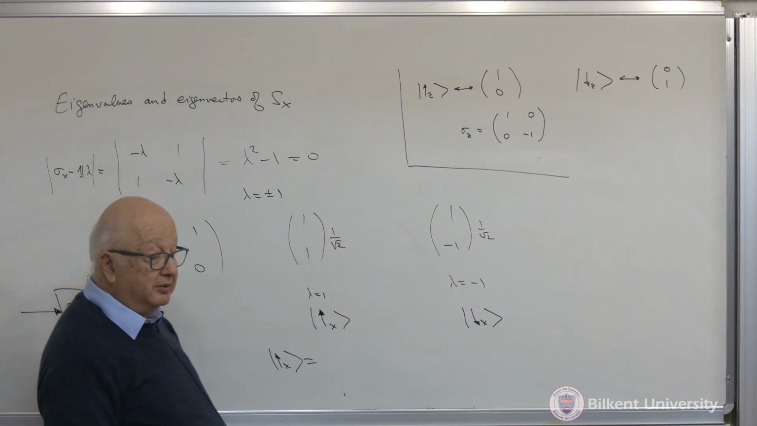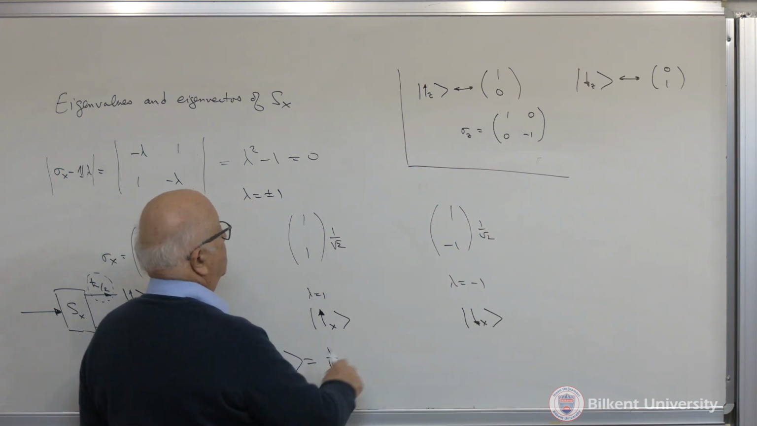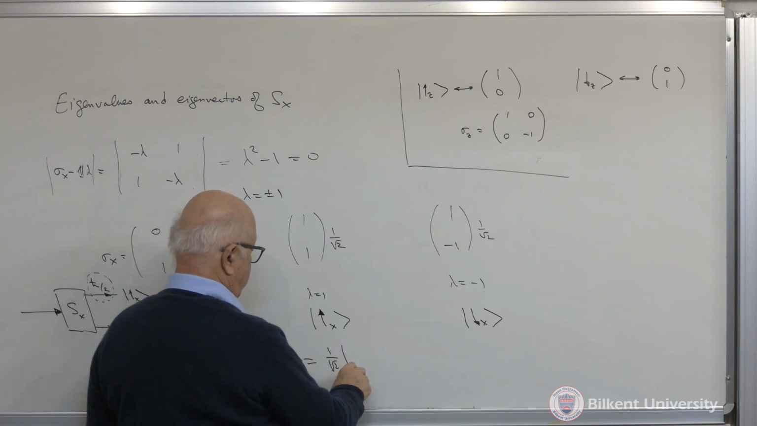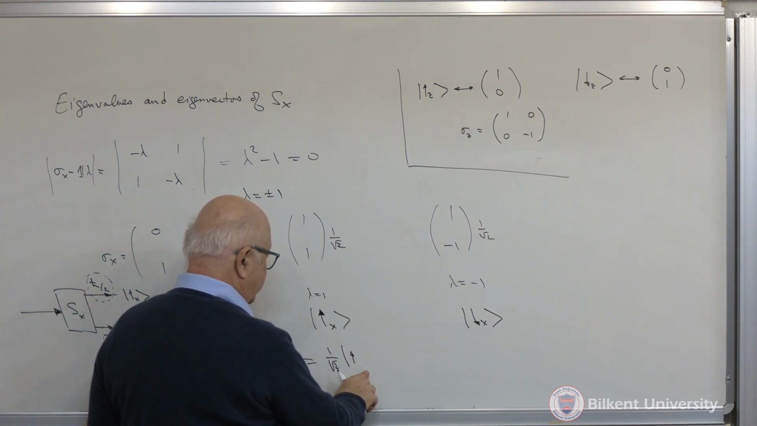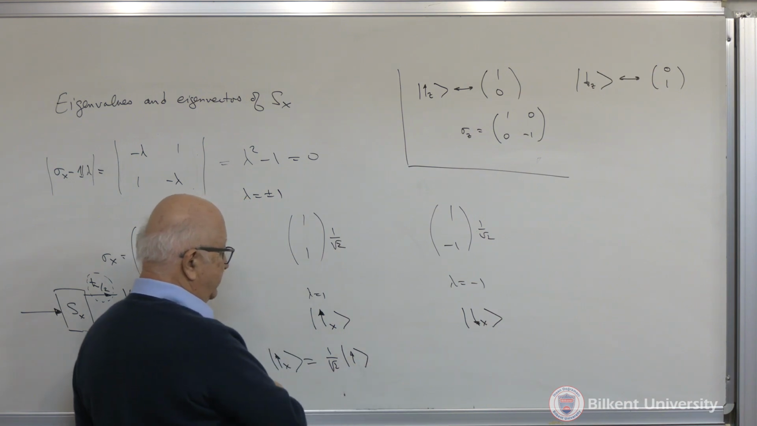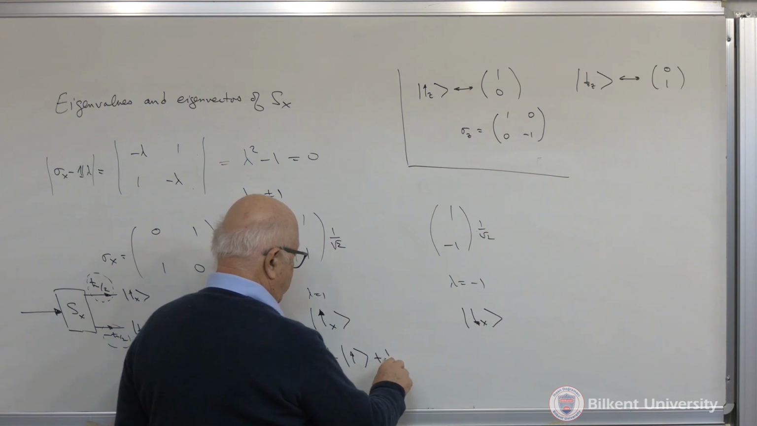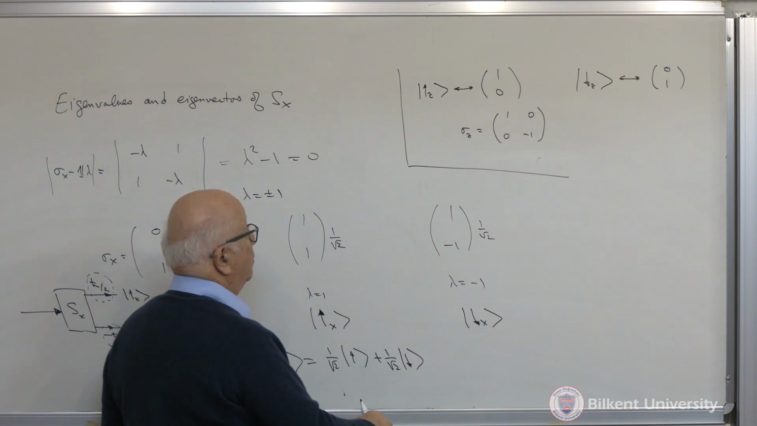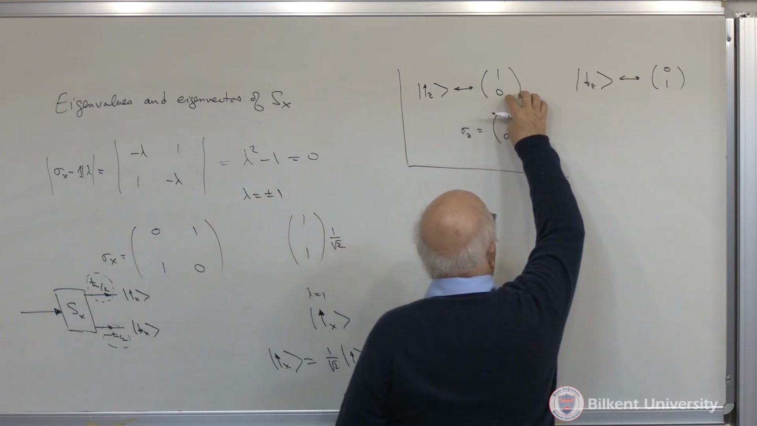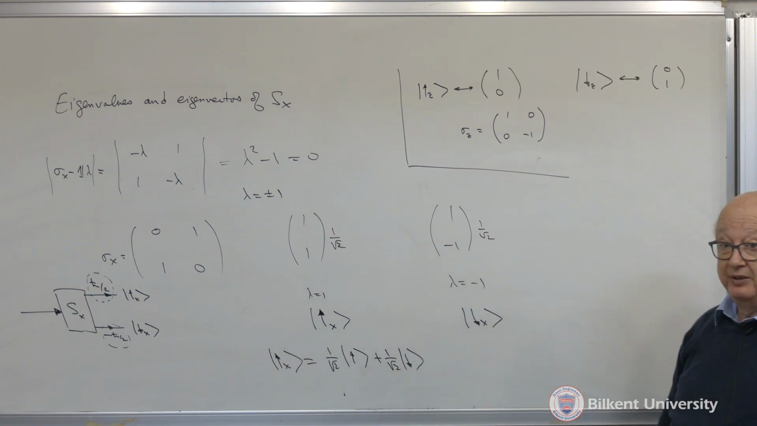1 over square root of 2. One of them, up z. Well, I don't have to write the z. It's just up. If I don't write the z, it's understood to be in the z direction. 1 over root 2 down, right? So 1 over root 2 this plus 1 over root 2 that gives me up x.